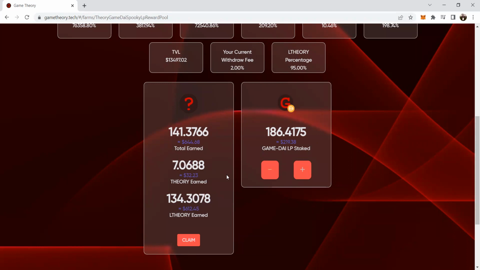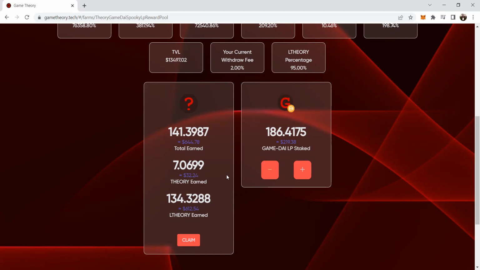With locked Theory versus Theory tokens, you can do whatever you want with Theory tokens. You can turn them into Game DAI liquidity pool tokens. You can put them into the Theory DAI liquidity pool token. You can put them into Theoretics and earn Game from that, or you can sell them, completely your option. The L Theory tokens are for our long-term investors as bonuses for sticking with us and getting to the point where we release the game.